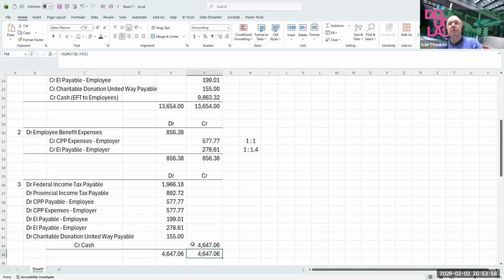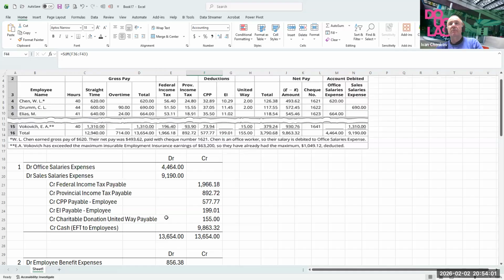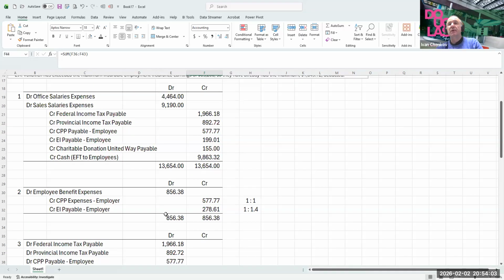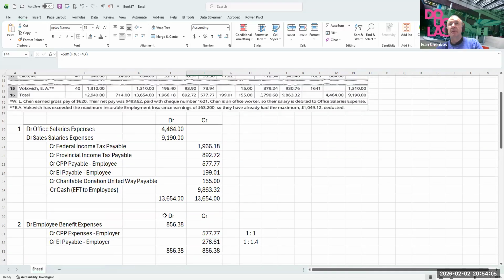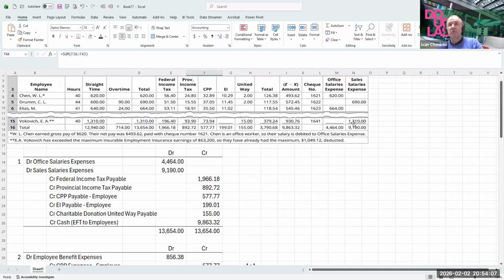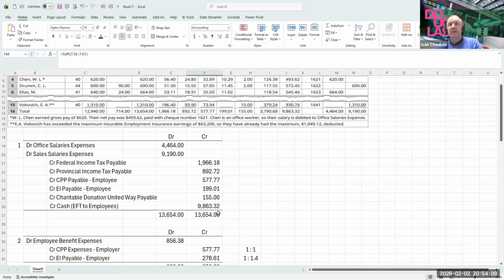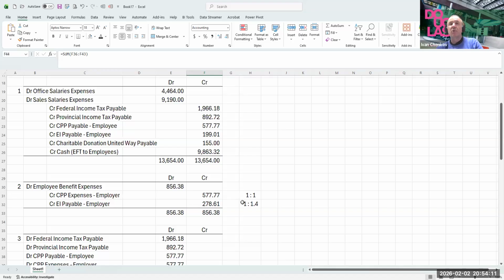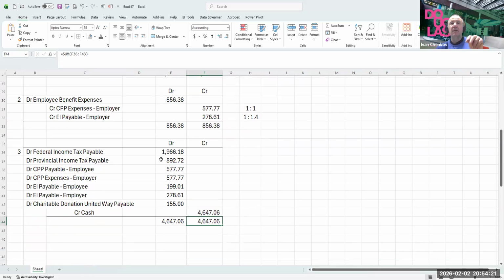And that's how you do the journal entry for the payroll that you may have in your company. Remember, the first thing is what you're paying from payroll. Second thing is to show the portion which is related to the employer as employee benefit expenses. And the last thing is to clear all the payables by simply crediting cash.